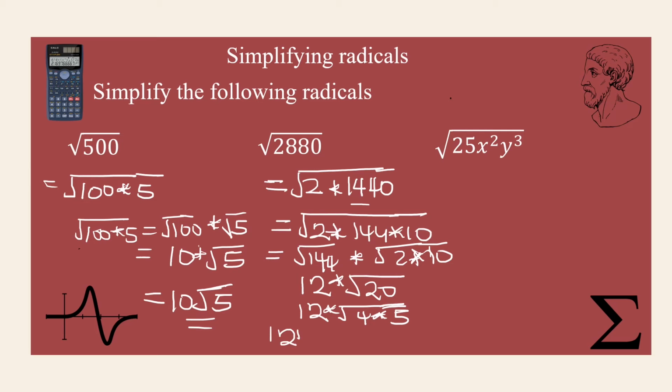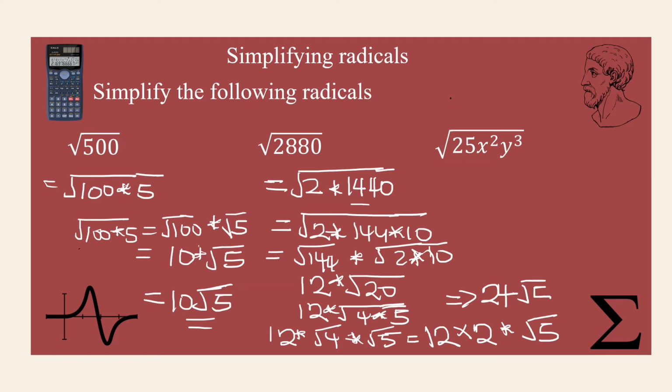So I have 12 times the square root of 4 times the square root of 5. I end up getting 12 times 2, because 2 squared is 4. So 12 times 2 times the square root of 5. That gives me, I'm going to write it right here, 24 root 5. I can't break down the root of 5 into a rational number, so I'm going to leave it like that. And my answer is going to be 24 root 5.